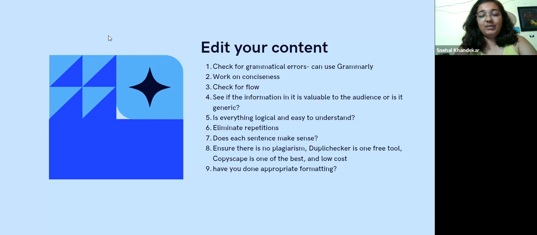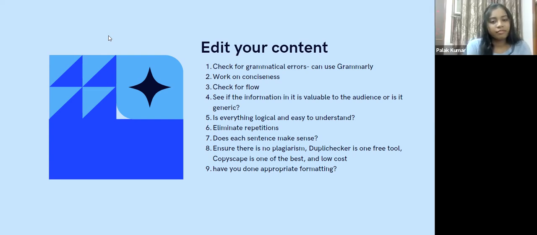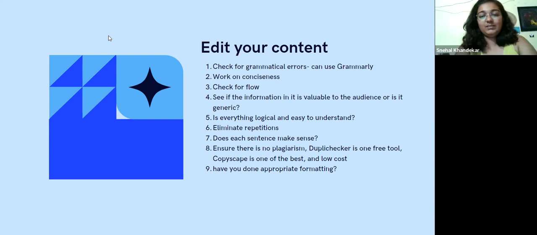Plagiarism, very, very important again. Dupli Checker is a free plagiarism tool. Yes, please note it down. Copyscape is something that I personally use. It is one of the best and cheapest plagiarism tools. I would suggest to not use the other free tools apart from Dupli Checker because they're not that accurate. I would personally suggest Copyscape.